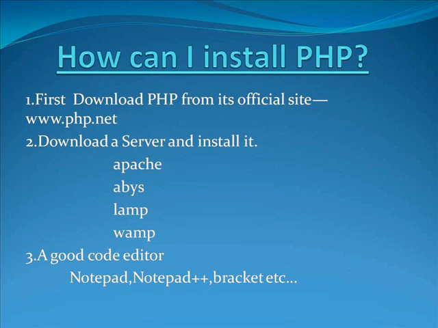To install PHP on your computer, first you have to download PHP from its official site. Download the latest version. Then you have to download a web server. The recommended servers are Apache server and Abyss server. For Linux users, it is Linux, Apache server, MySQL, PHP. All these are open source software. For Windows users, it is Windows, Apache server, MySQL, PHP, WAMP. You can use anything.